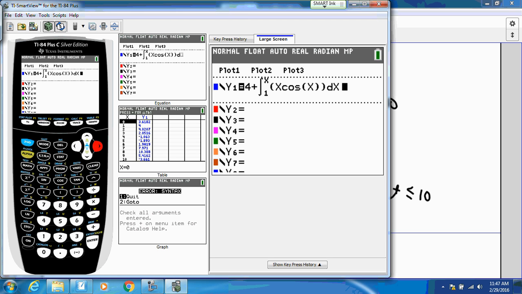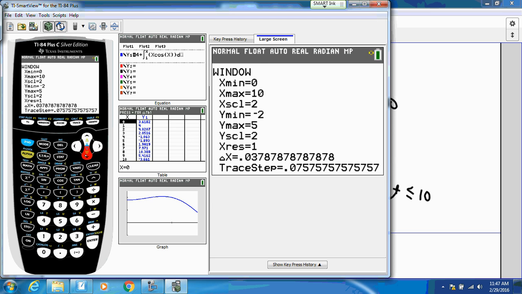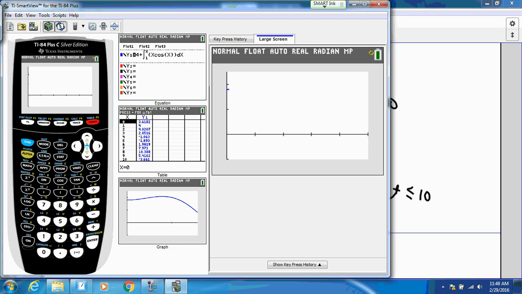Okay. And then I'm going to set my window size 0 to 10, because that was the domain of the problem. And I don't know what to make my y values. Looks like that'll work. And so I graph it. And when I graph it, it is slow. The reason that it's slow is that for every single point it calculates on the graph, it's doing a definite integral. It's adding up rectangles.